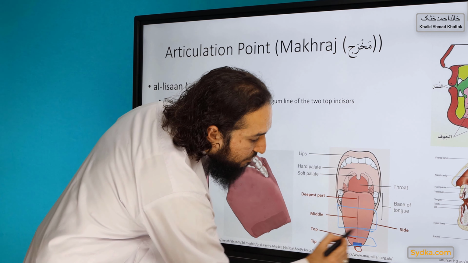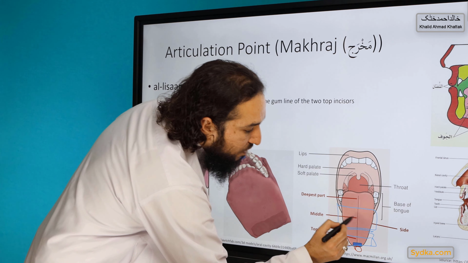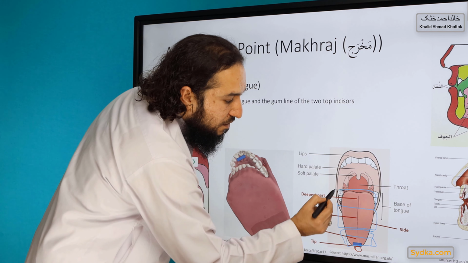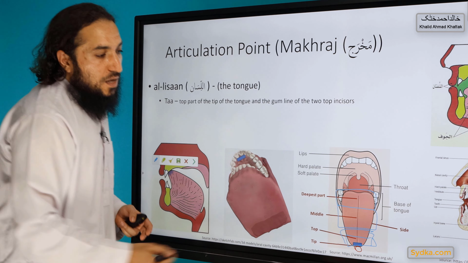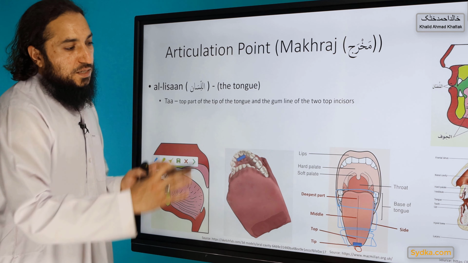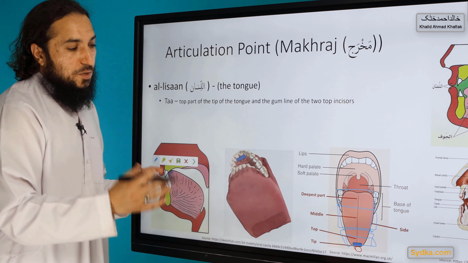Let's see, this is the tip of the tongue. This one is the middle part. That's the middle part of the tongue. And this one is the deepest part of the tongue. And if you see, these are the sides. So we can divide the tongue into multiple parts.